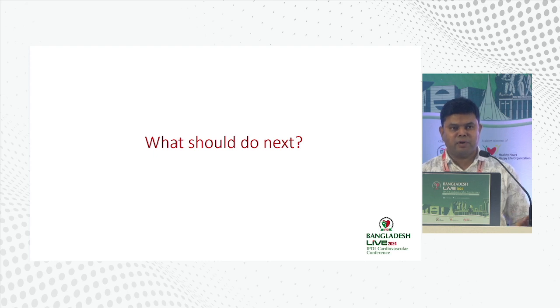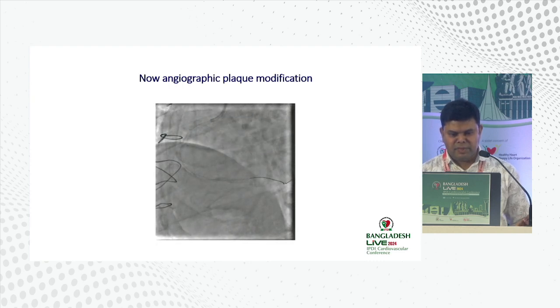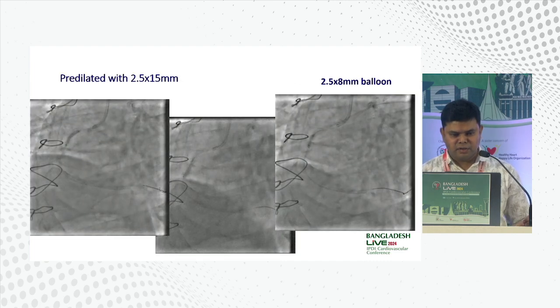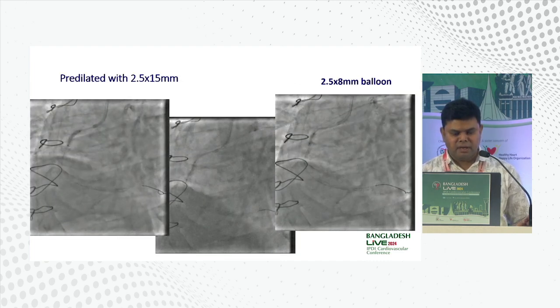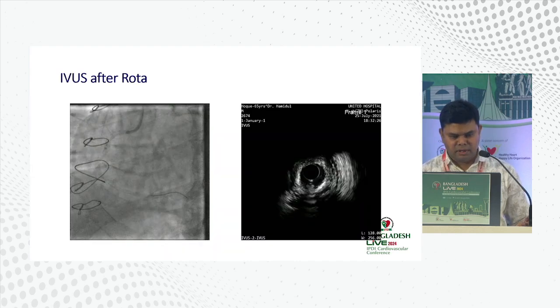So we planned for rotablation, and we took a rota burr 1.5, and you see there is stacking in the calcium in the proximal part of RCA, and finally ablated. Now angiographically some modification is there. So again pre-dilated with a 2.5 balloon and a smaller balloon, and we did IVUS after rotablation.